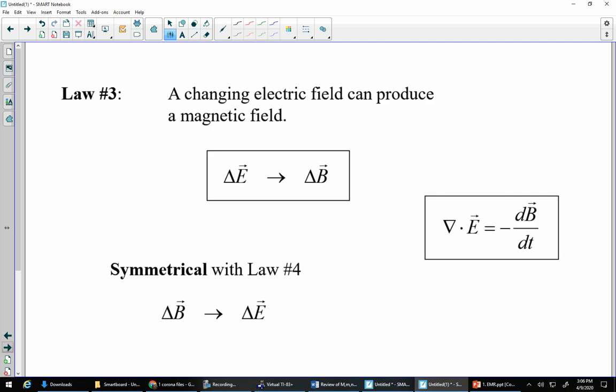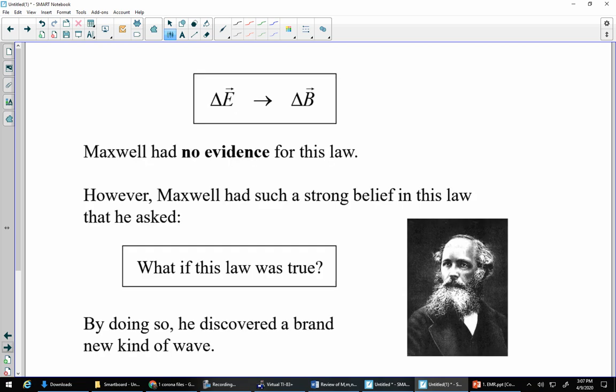Cool. So what Maxwell did was he kind of figured, well, shouldn't an electric field make a magnetic field then? Pretty much symmetrical with law number 4. And again, he came up with the math. The big idea is to figure this one out. Thing is, he had absolutely no evidence for this, right? So he started to think to himself, well, what if this law was true, right?